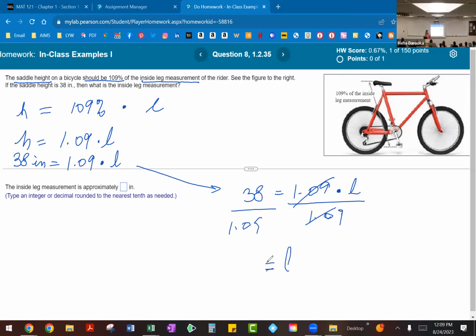As I was telling you Tuesday, you can see under the answer box in blue they are mentioning how they want you to write the answer. This is telling us either an integer or a decimal rounded to the nearest tenth. And I believe we might actually end up with a decimal. So can you tell me what our inside leg measurement comes out to, rounded to the nearest tenth?